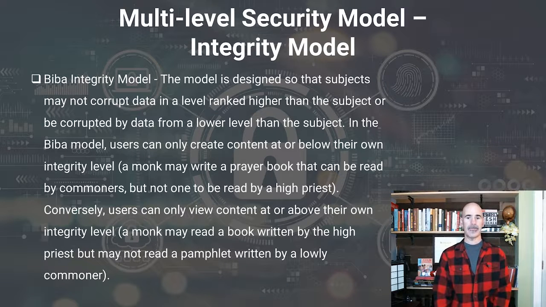So what about the multi-level security model or an integrity model? There's Biba, an integrity model, and this is designed so that subjects may not corrupt data in a level ranked higher than the subject, or be corrupted by data from a lower level than the subject. A good way to describe this is a monk may write a prayer book that can be read by commoners, but not one to be read by high priests. In other words, the monk can't write something that could change the integrity of the high priest, but they can write something that can be read by commoners.